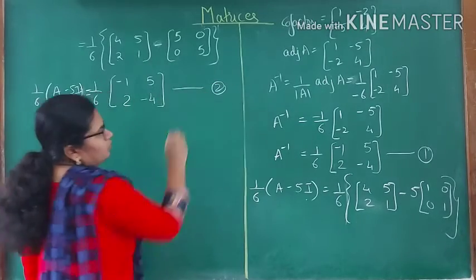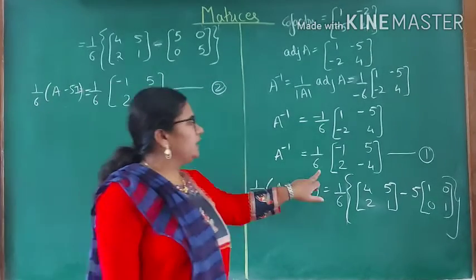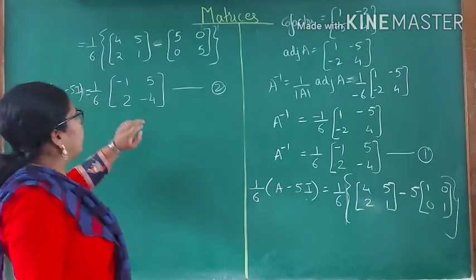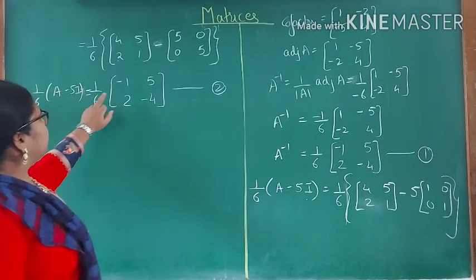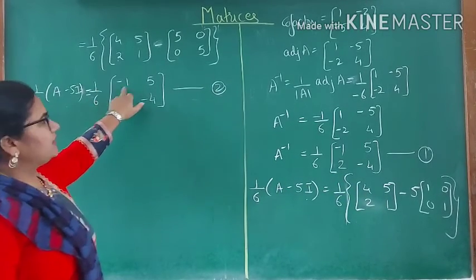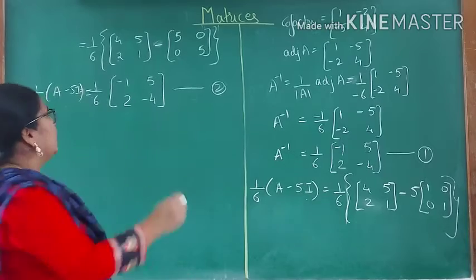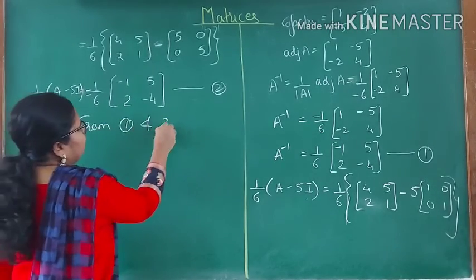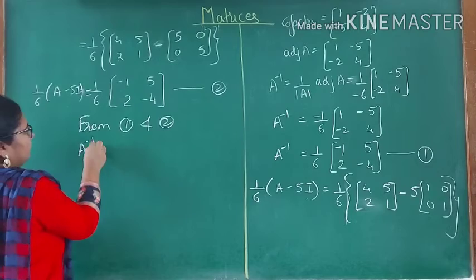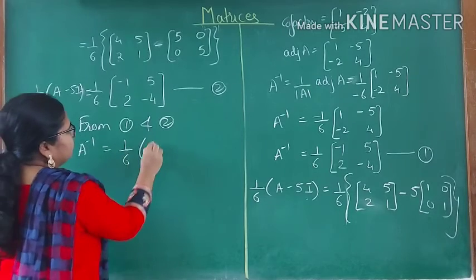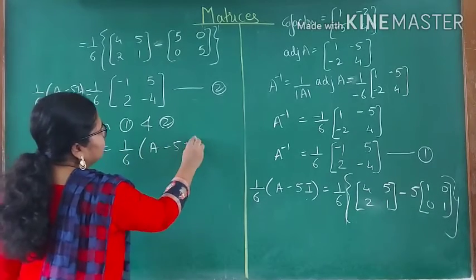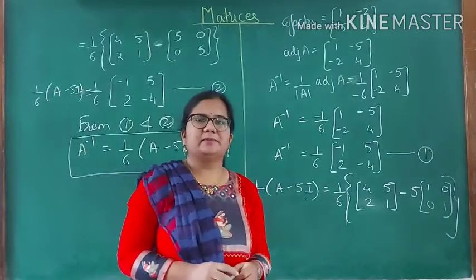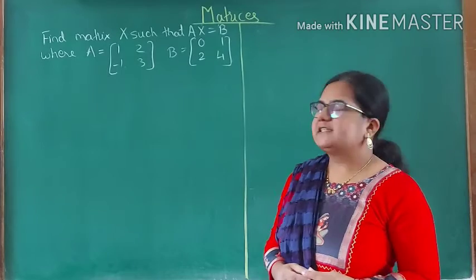Then this is step 2. So look at step 1. What is the A inverse? 1 by 6 into minus 1, 5, 2, minus 4. And what is 1 by 6 into (A minus 5I)? 1 by 6 into minus 1, 5, 2, minus 4. You can see, from 1 and 2, A inverse is equal to 1 by 6 into (A minus 5I). So you have proved this. Okay, so let us move to the next example.